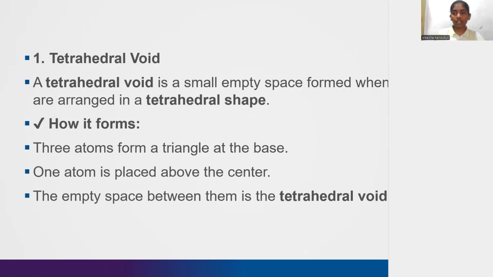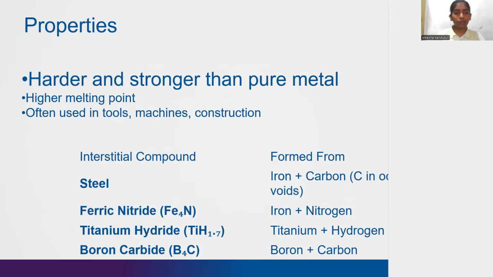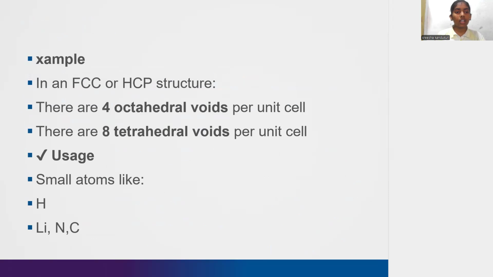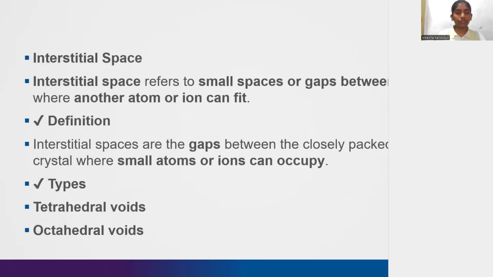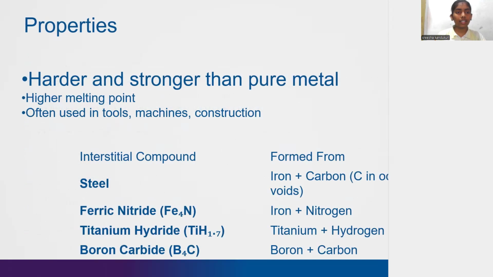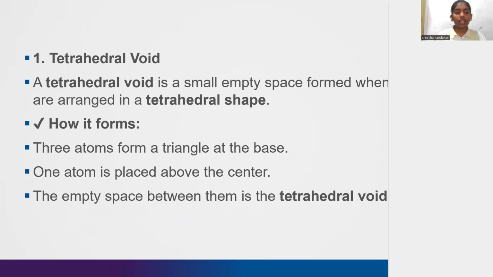So now we'll discuss the types. In our previous slide, we discussed there are two types of voids: tetrahedral voids and octahedral voids. A tetrahedral void is a small empty space formed when the atoms, particles, or ions are arranged in a tetrahedral shape.